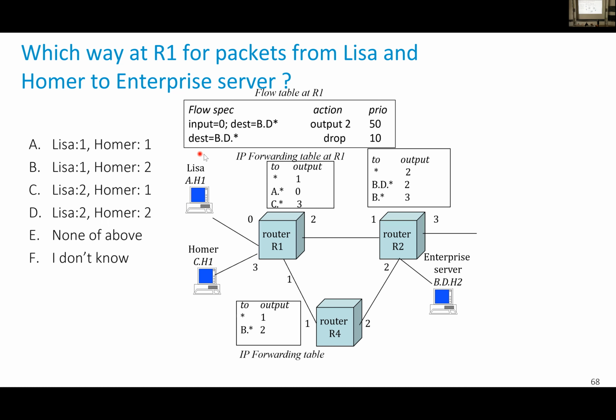Here, Lisa's packet is coming on port 0, so it matches this rule and this rule, but this has higher priority. So it is sent to output port number 2, where nothing special happens, so it will be delivered in this way here. Homer's packet is coming on port 3, so it matches only the second rule, so it's dropped. Here, the flow table has precedence over the IP forwarding table, so you first do this before doing something else here.